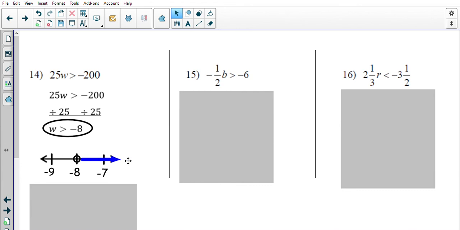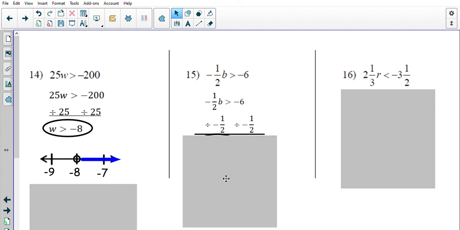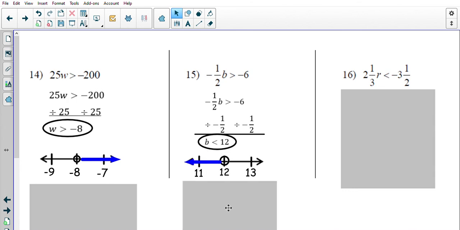All right, number 15, we have -1/2 times b is greater than -6. The inverse of multiplying by -1/2 is to divide by -1/2. Now I did divide by a negative value, so I've got to flip the symbol around. -6 divided by -1/2. Dividing by -1/2, by the way, is the same as multiplying by -2, something we skipped over this year, but I know you've seen that before. Should get us 12. b is less than 12. For this problem, we're going to have an open circle at 12. Since it's less than, we're going to shade to the left.